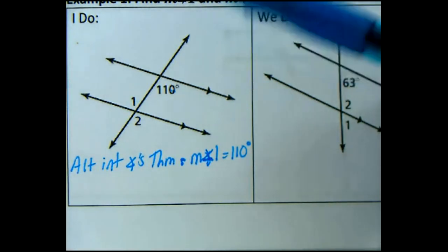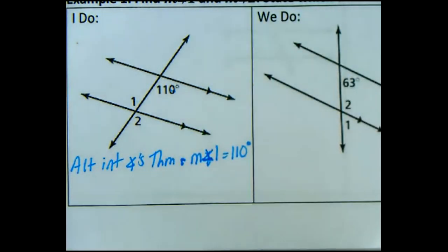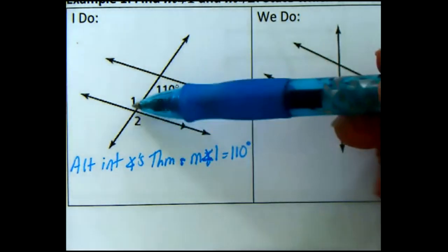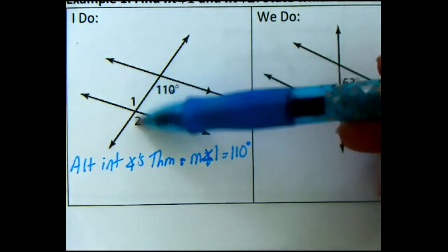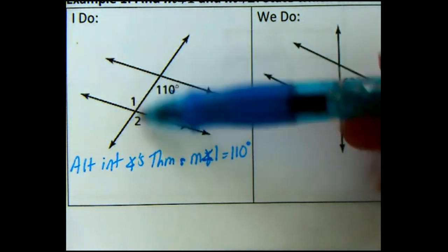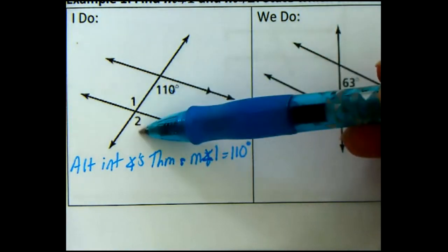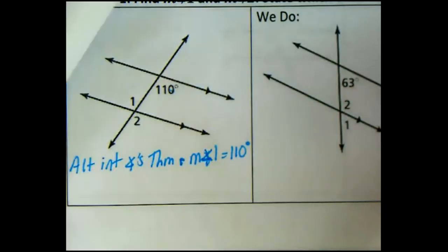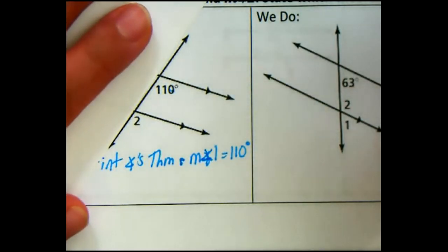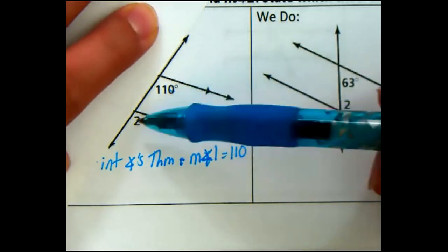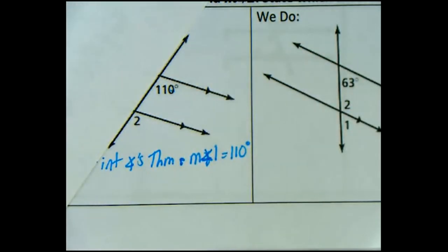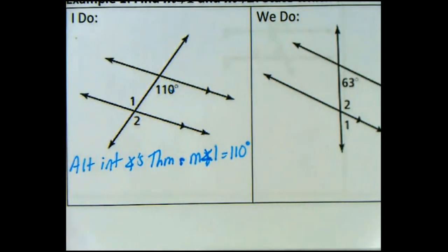So for angle 2, we can look at it multiple ways. We can now try to find a relationship between angle 1 and angle 2, or see what kind of angle pair they are, which they do have an angle pair. Or we can look at the 110 degrees again and see if that angle and that angle have an angle pair relationship. Okay. Do those 2 angles have an angle pair relationship? The 110 degrees and angle 2?